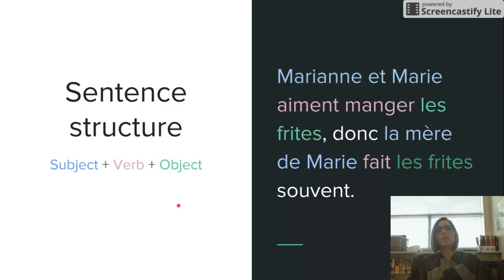And the last thing we need to identify is our object. The object, remember, is whatever is receiving the action of the verb. So Marianne and Marie are the ones that are liking to eat, and they're liking to eat fries. So les frites is our object. In the second half, we have la mère de Marie fait. Marie's mom makes, and what is she making? Les frites. Elle fait les frites.